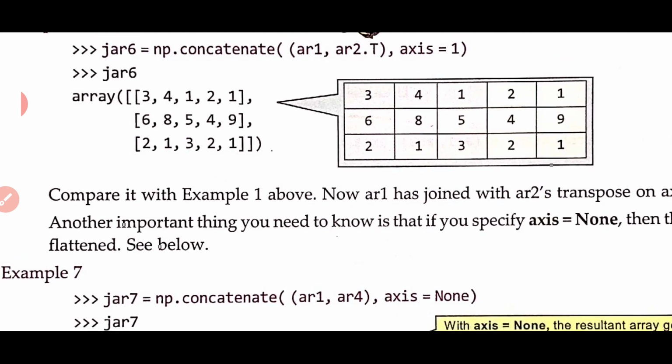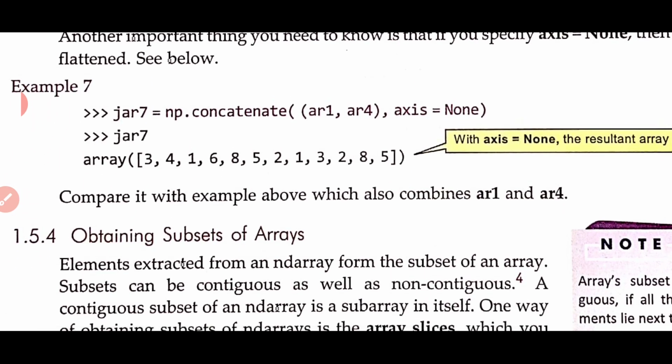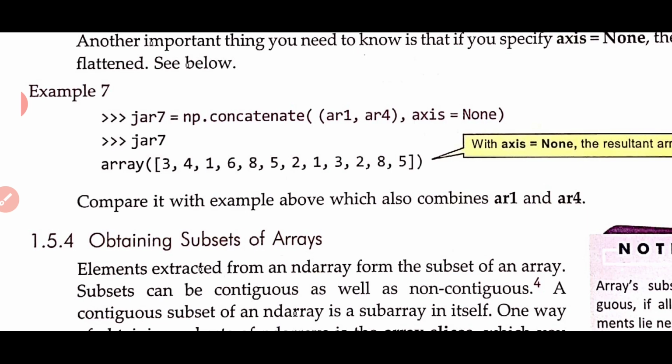Done? Very good. Example number 7. JAR7 is equal to np dot concatenate AR1 comma AR4 comma axis none. If axis is none, then it will create a vector, means add all the elements of AR4 just after the elements of AR1. So see, all the elements of AR1 are written in one line on the horizontal axis, and after that all the elements of AR4 are also written on the horizontal axis.